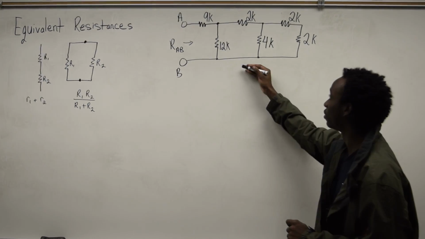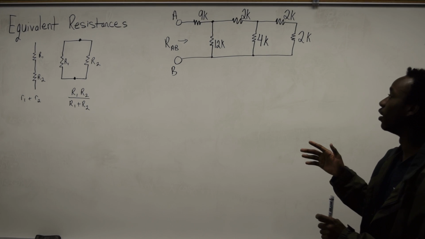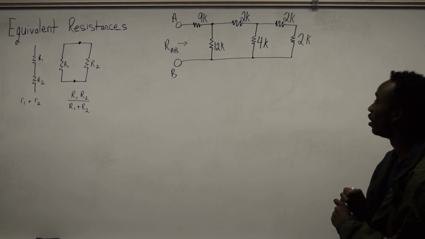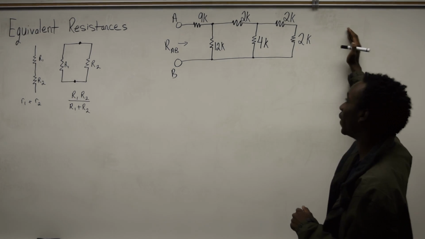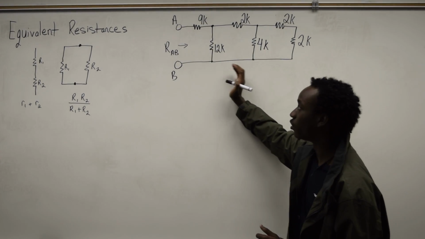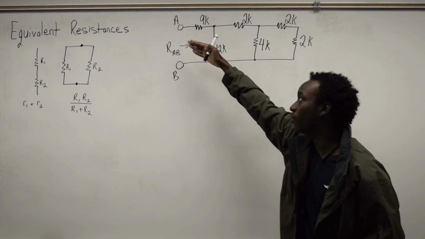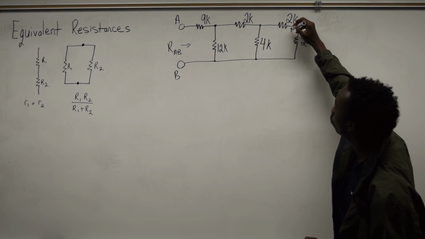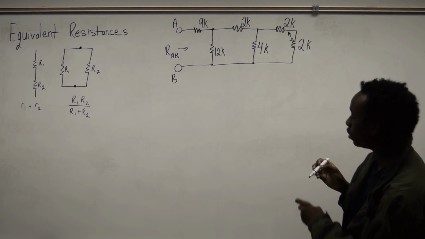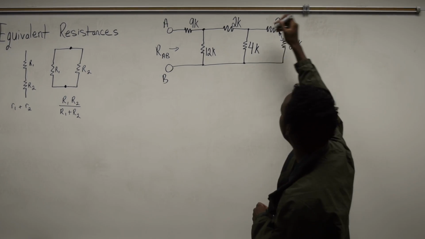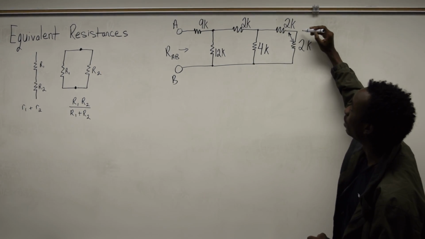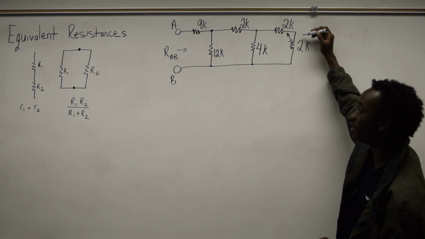So given this circuit, the first thing that you want to do is go from the outside and work your way inside, more towards both of those terminals. The first thing that I would look at is these two resistors. As you can see, these two resistors start right here and right here, but there's nothing in between them. So these two would be in series.